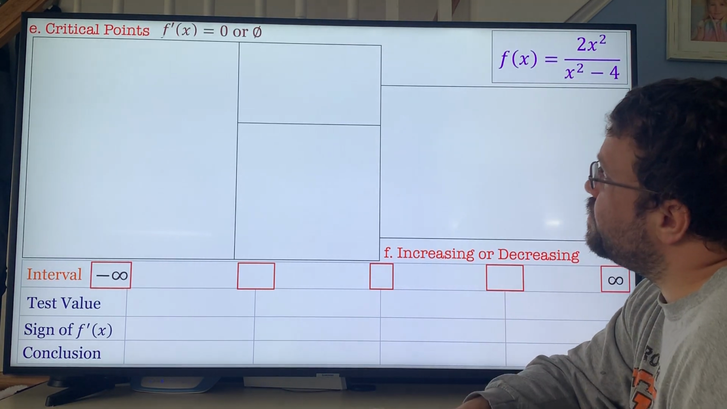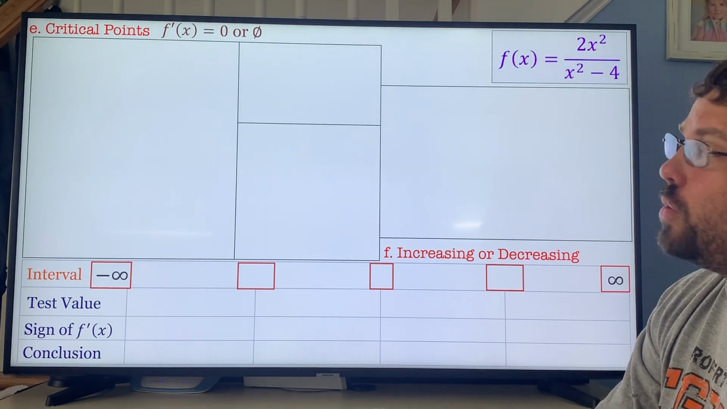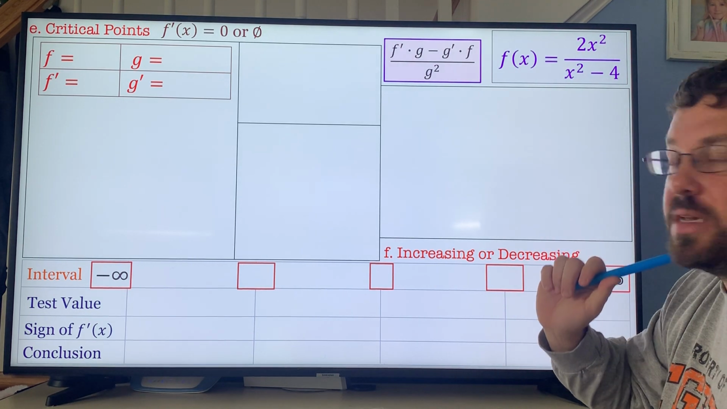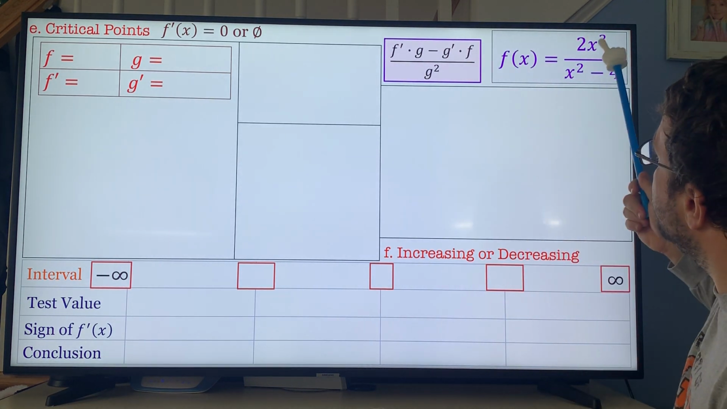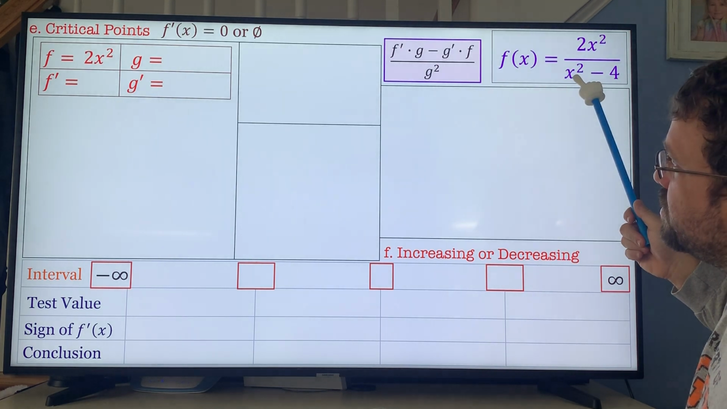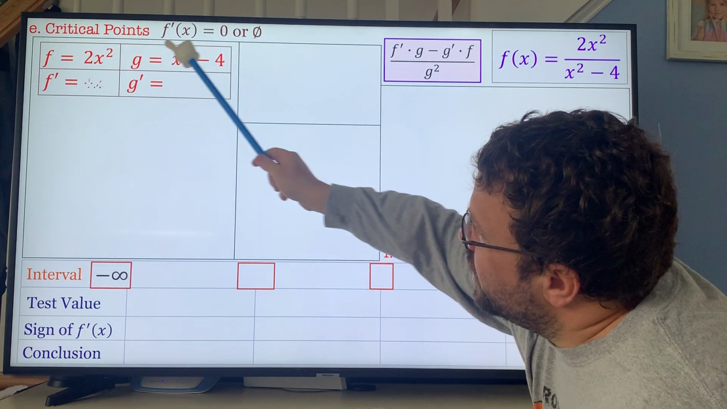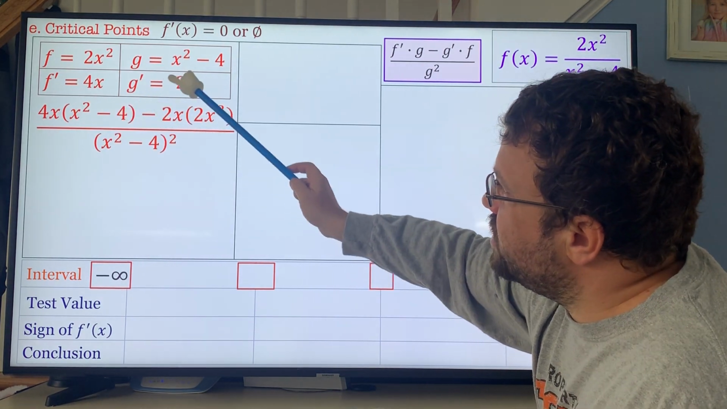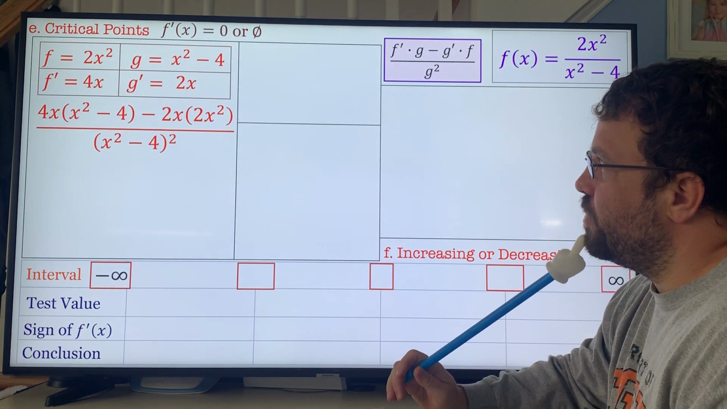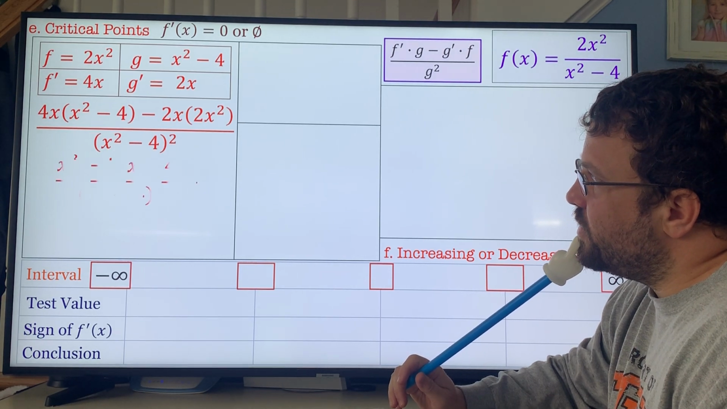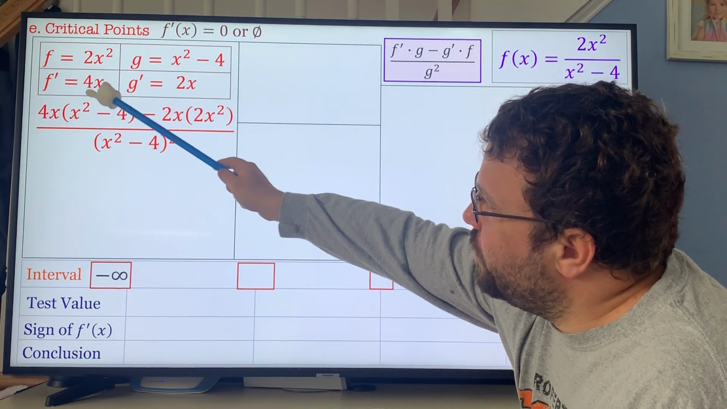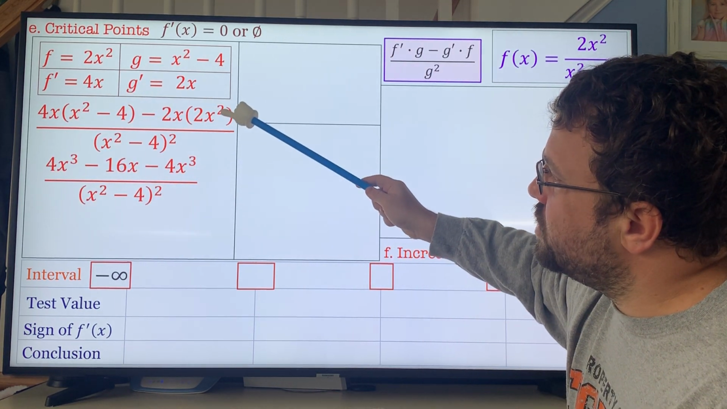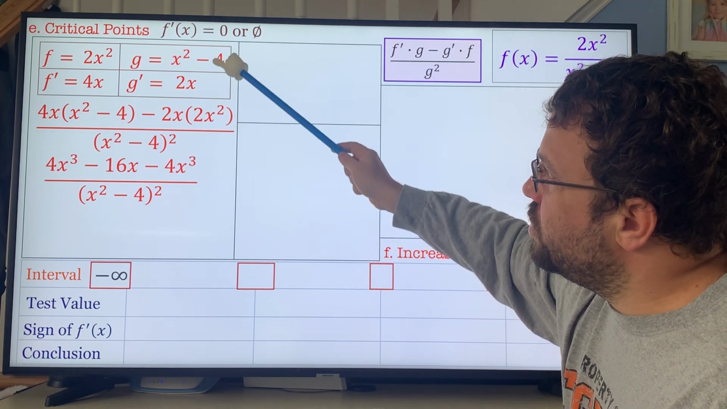So, right here. Critical points are where the derivative is equal to 0 or undefined. When you differentiate this, obviously you have to use the quotient rule because it is a quotient. f over g, with f as 2x squared and g as x squared minus 4. So f prime is 4x, and g prime is 2x. f prime g, 4x times this, minus g prime f, over g squared. Now you have to distribute: 4x cubed minus 16x minus 4x cubed. Over, don't forget, g squared.